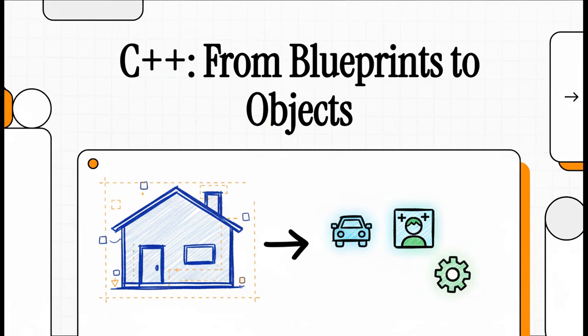Hey everyone! Have you ever wondered how something complex, like a character in a video game or your banking app, actually gets built? Well, it all starts with a pretty simple idea. You take something from the real world, you create a super detailed blueprint for it, and then you bring that blueprint to life inside a computer. And today, we're going to unpack that exact idea using one of the most powerful programming languages out there, C++.